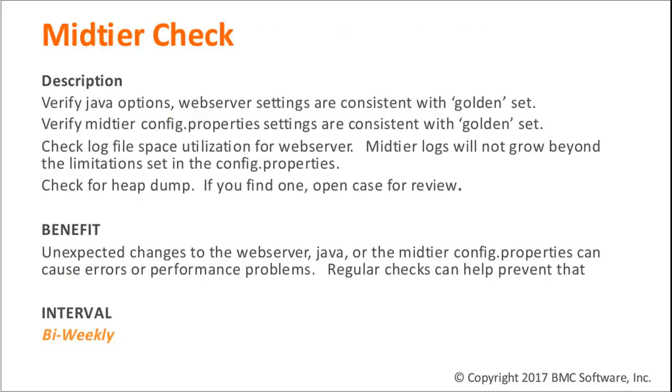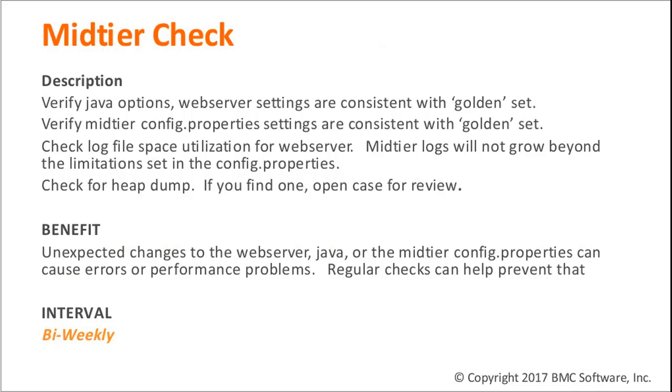On the mid-tier, we want to try to establish a golden set of the different parameters that affect the mid-tier performance. This could be your Tomcat version, your Tomcat Java options, the config.properties settings. All of those are going to affect your mid-tier performance. So once you have your golden set, then the mid-tier check would be to verify that those settings have not changed or have changed with your consent.